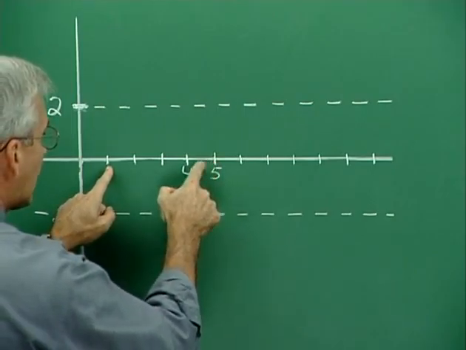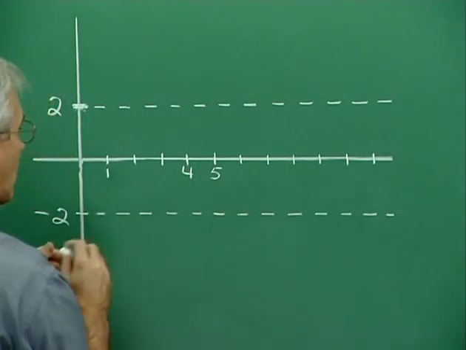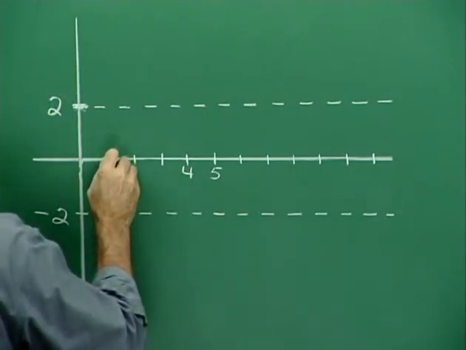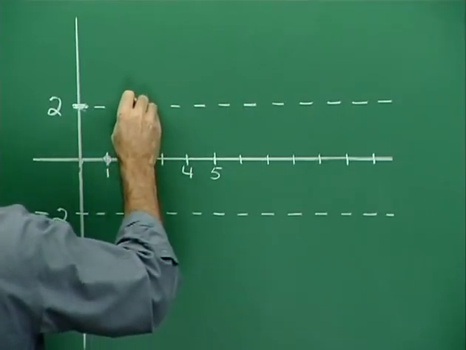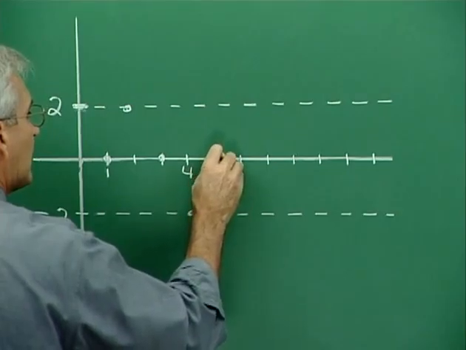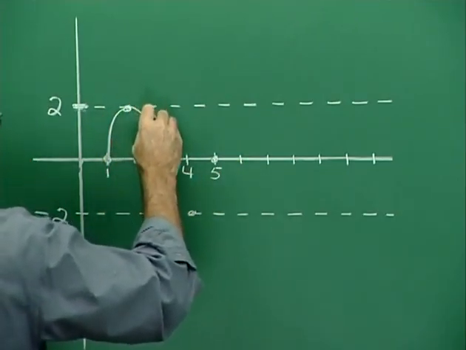Now notice that we have markings in the important spots for the sine curve. So we start the sine curve at the intercept. We go to the top of the amplitude. We go back to the intercept. We go to the bottom of the amplitude, and we go back to the intercept. So the graph looks like this.